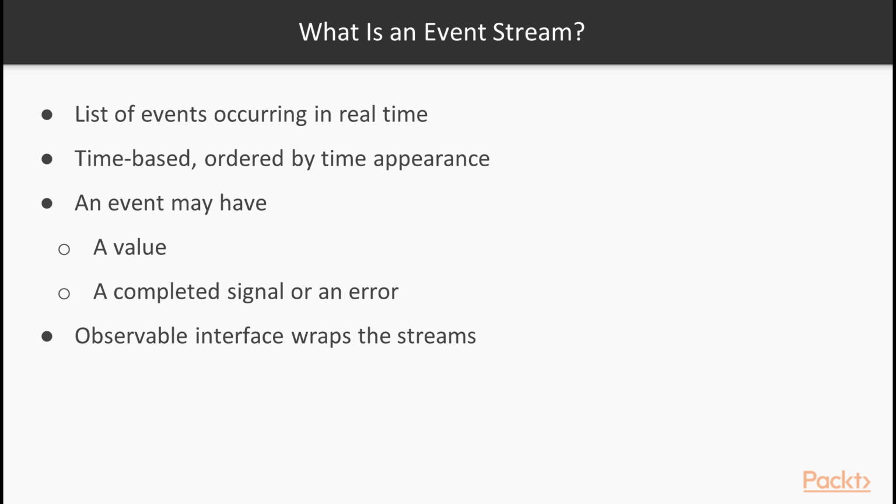An event stream is a time-based sequence of events. In reactive programming, an event may encapsulate a value, a completion signal, or an error. An event stream can be observed via the observable interface. This is an important concept. For now, just note that we wrap our events in an object called observable.